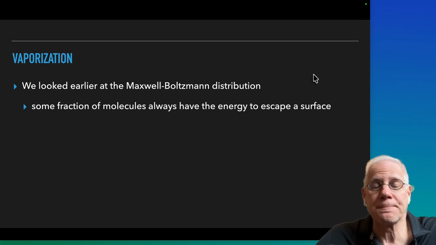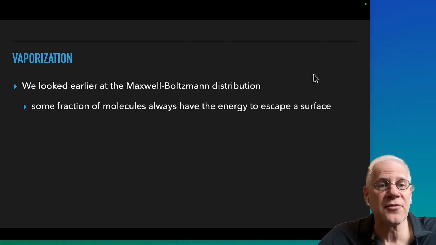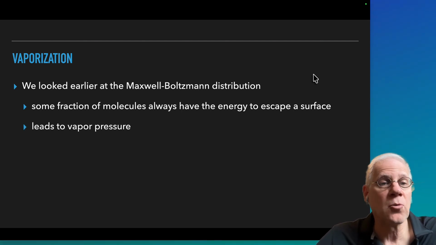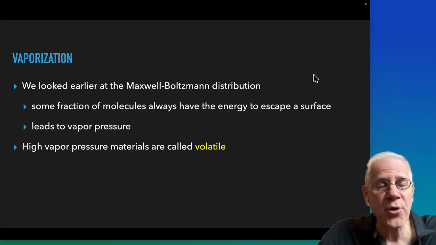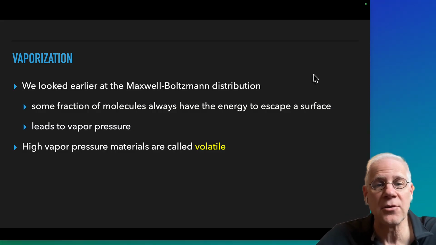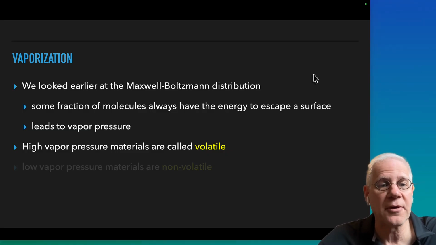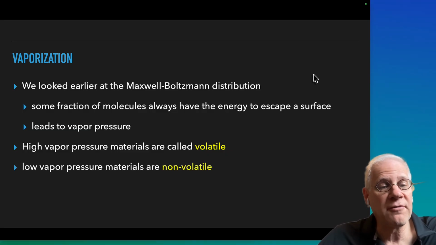particularly molecules escaping as a gas from the surface of a liquid. And what this leads to is the idea of vapor pressure that we looked at in previous lectures. Now, if we have high vapor pressure materials, we call them volatile. Examples of that might be something like acetone or gasoline or hexane, or things that you tend to smell very easily because they have a very strong odor coming off of them. Things that have a very low vapor pressure we call non-volatile. Something like water you might consider to be non-volatile.